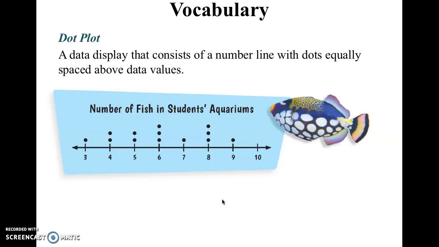It is a number line, so you'll see here 3, 4, 5, 6, 7, 8, 9, 10, with dots spaced above the data values. So each dot here tells us how many people have that number of fish in their aquarium. So one student has 3 fish, one student has 7 fish, one student has 9 fish, 3 students have 6, and 3 students have 8 fish.